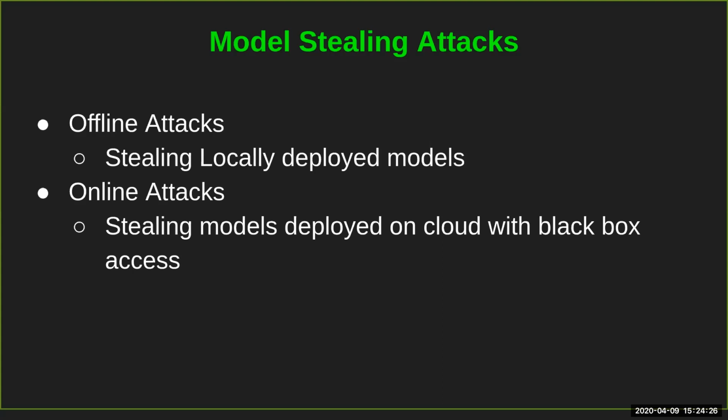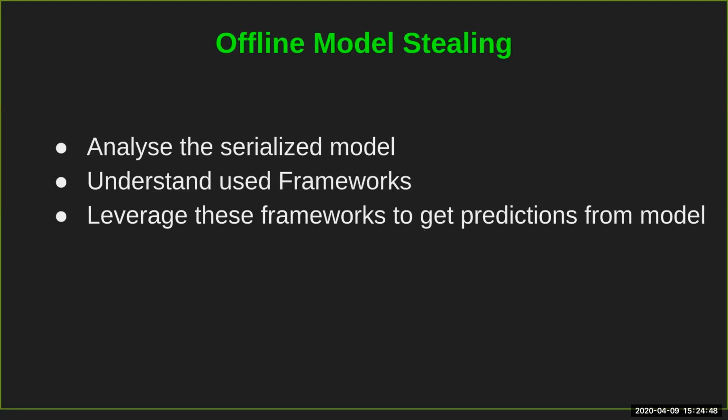One is offline attacks, and the other is online attacks. Offline attacks are when the models are locally stored on your device. You can use basic reverse engineering methods to steal those models. In online attacks, when the model is deployed on cloud, you have complete black box access to the model. Still, you could have different ways to get that model. In offline model stealing, you use basic reverse engineering methods: analyze the serialized model, identify what framework has been used to create that model, then understand that framework and use its functions to load the model and generate predictions on your own samples.